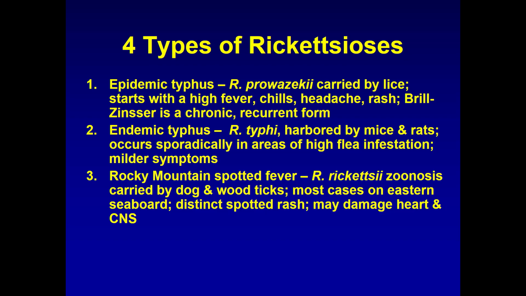So that's a zoonotic disease that's carried by dog and wood ticks. This slide is actually a little misleading. It says most cases are on the eastern seaboard, causes a distinct spotted rash, may damage heart and central nervous system. And that's true. And as you can imagine, things that damage the heart and central nervous system quickly become life-threatening.